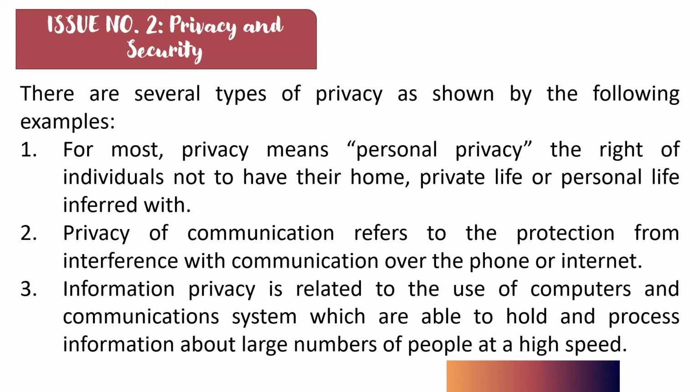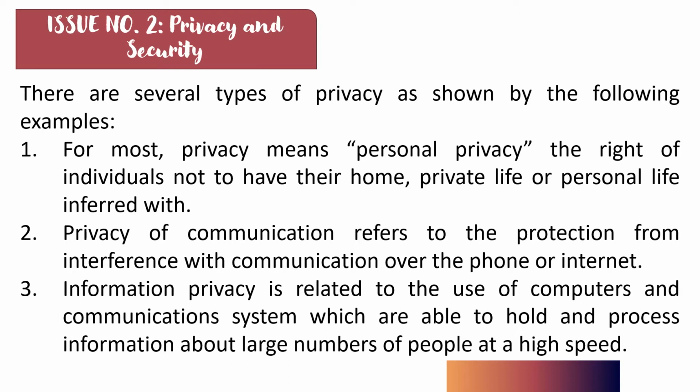Okay. Number three, information privacy is related to the use of computers and communication systems, which are able to hold and process information about large numbers of people at a high speed. Information privacy, like for example, yung mga data natin, we are sending data from DFA, for example, sa GSIS. So we call it information privacy because it actually holds large numbers of people at high speed. And the data individually are very private kaayong nga mga information. So those are the several types of privacy.